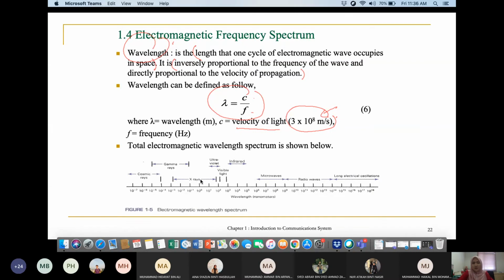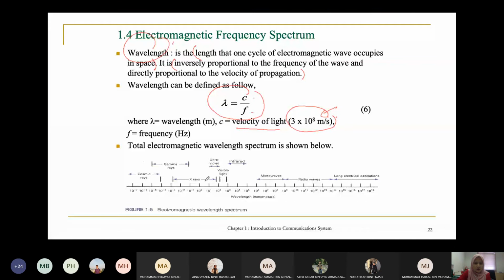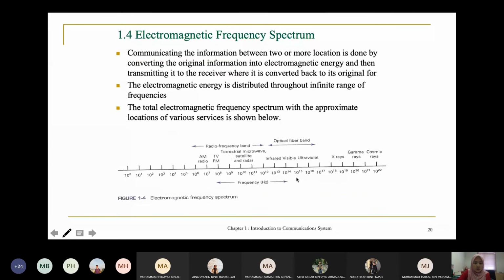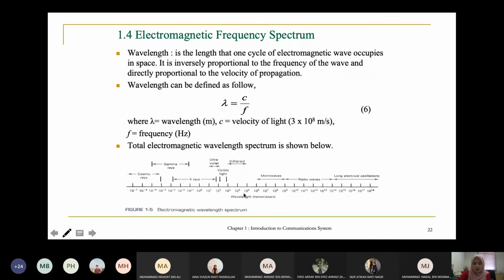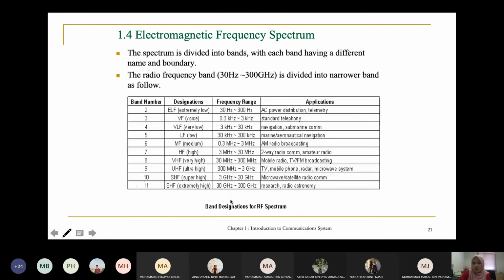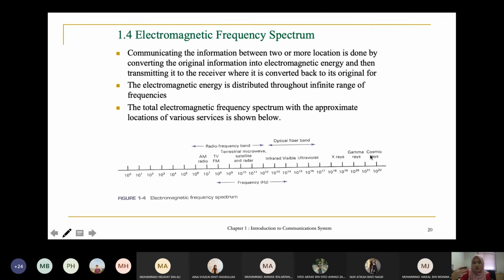If you look at this figure, it shows the electromagnetic wavelength spectrum. This one is similar to the previous figure. The difference is that the previous one is in frequency and this is in wavelength, so you can see that it is reversed. Cosmic rays have a high frequency.